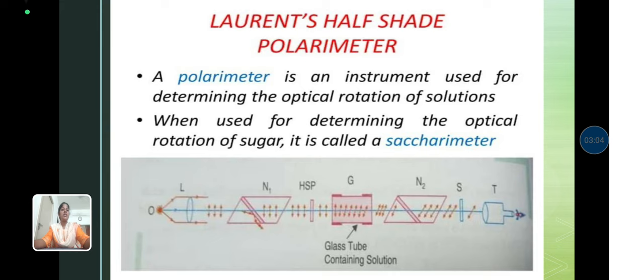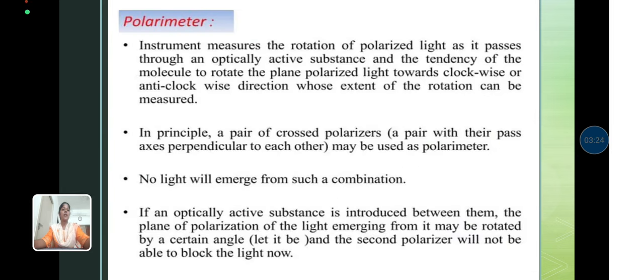Polarimeter. A polarimeter is an instrument used for determining the optical rotation of solutions. Here we can see the Laurent half-shade polarimeter image, which is used for determining the optical rotation of sugar, and it is also called a saccharimeter. The instrument measures the rotation of polarized light as it passes through an optically active substance, and the tendency of the molecule to rotate the plane polarized light clockwise or anticlockwise, whose extent of rotation can be measured.